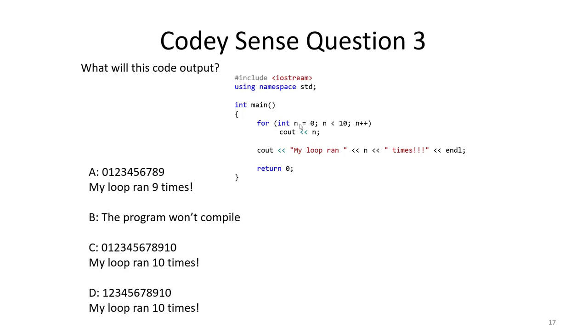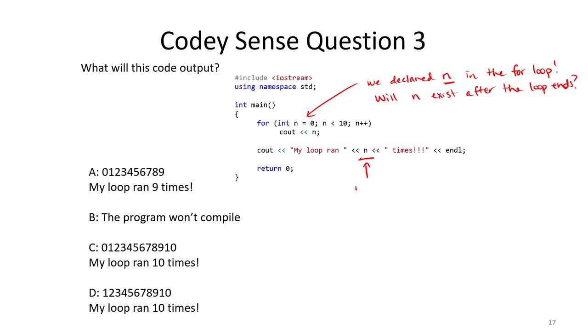All right, I have a question for everybody. Notice we declared n in the for statement, inside the for loop. Will n exist after the loop ends?